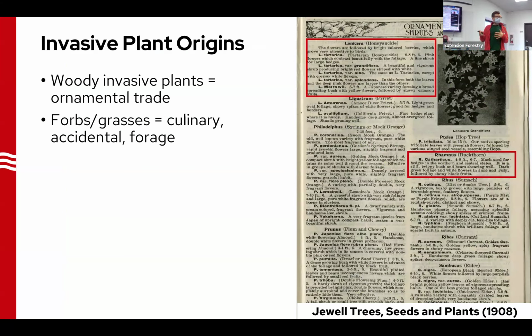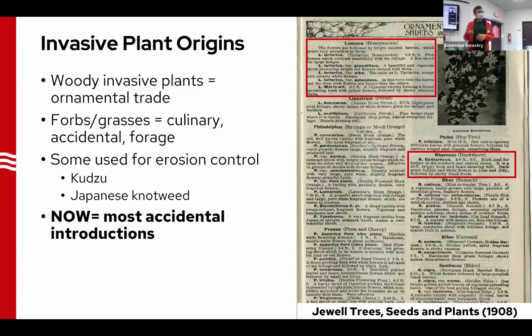Some plants and woody invasives too, they were introduced through accidental means. They came over in seed or soil. Sometimes they were selected for use for livestock forage. Other times they were brought over for culinary purposes and they escaped and spread. Some were used for erosion control, actually.